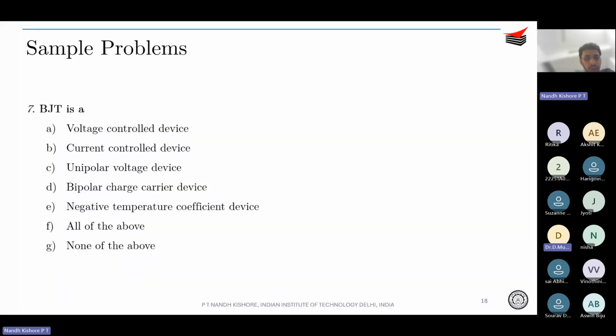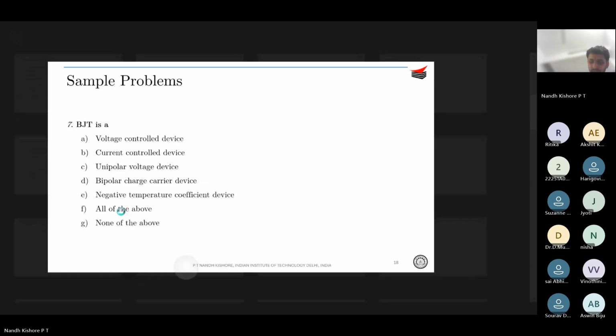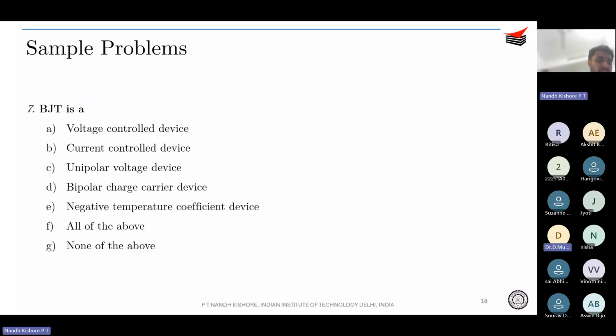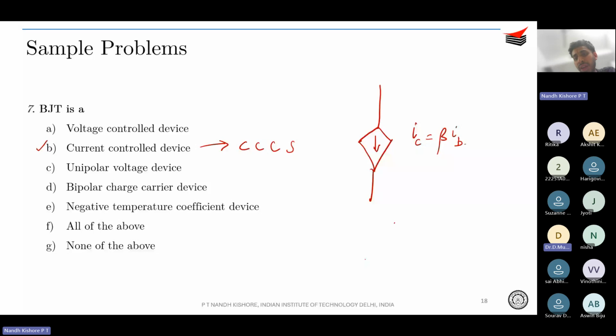Okay, so BJT is a current control device, of course. BJT is a current controlled current source, right? So it's a current control device because BJT is a current controlled current source. Why? Because you tell that IC is equal to beta IB. So IB controls your IC, right? IB is a controlling parameter and IC is the value or the thing that is going to get controlled.